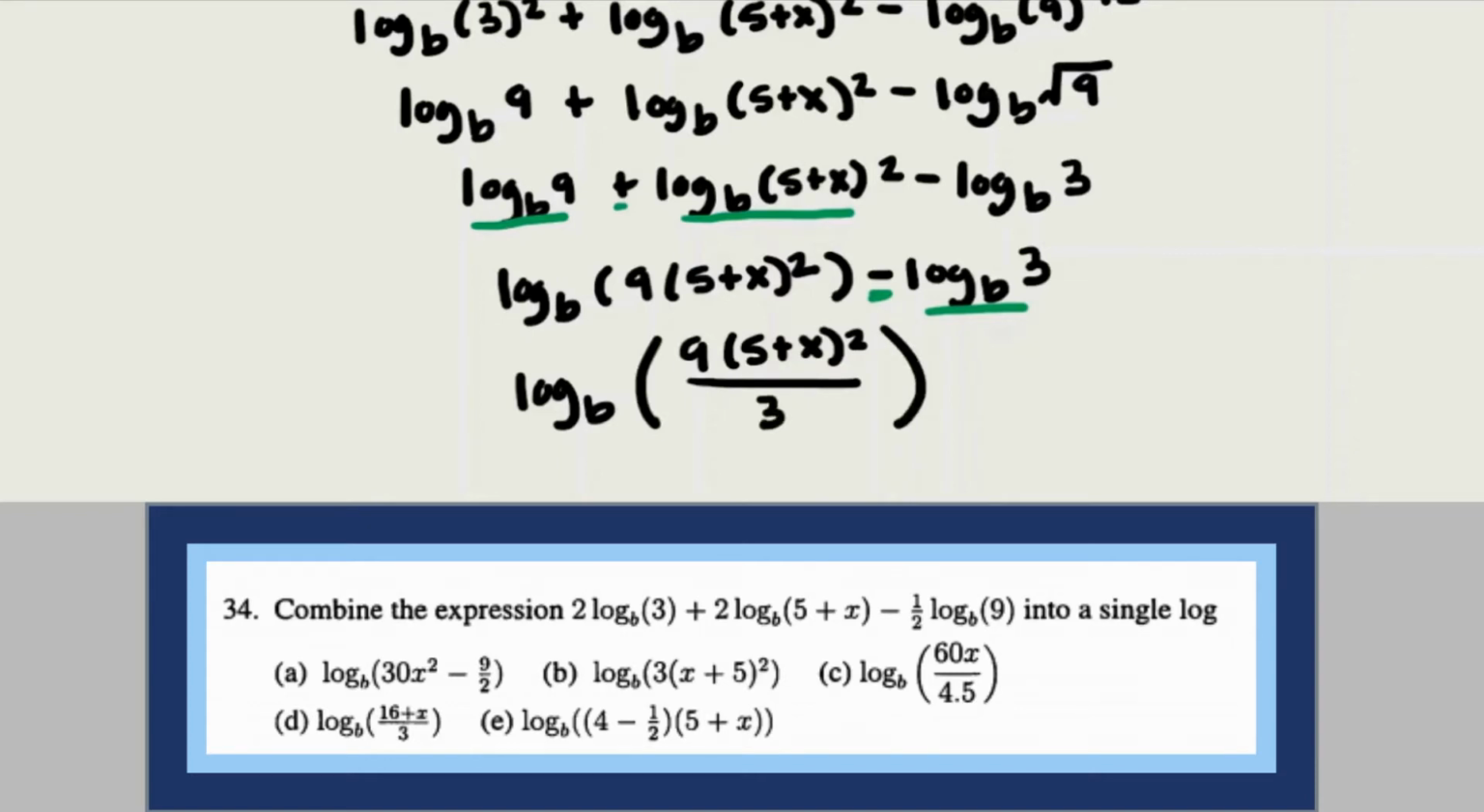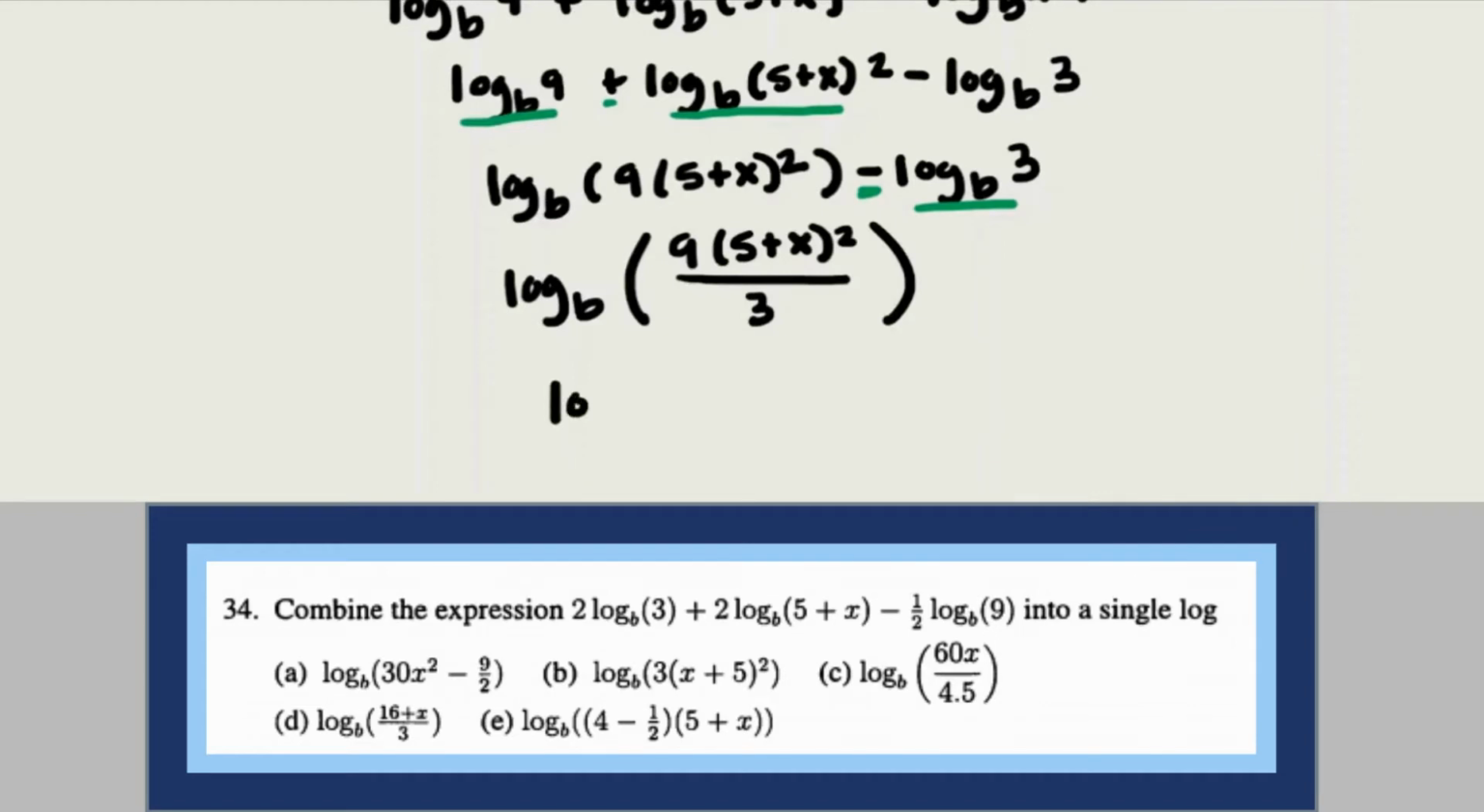Alright, and lastly, we can further simplify this. You see we have 9 times 5 plus x squared all over 3. We can divide the 9 and 3 and reduce that. So that would be log base b, and 9 divided by 3 is 3 times 5 plus x squared. And that will be our final answer. The answer choice that corresponds to what we got is answer choice B. So B is the answer to number 34.